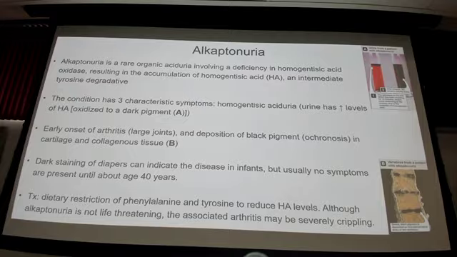Then for alkaptonuria, this is caused by homogentisic oxidase deficiency, leading to homogentisic acid buildup, which causes the urine to be dark upon exposure to oxygen, causes that ochronosis, which is the black pigment in the connective tissue, and so you would treat this condition by diets low in phenylalanine and tyrosine. Any questions about the catecholamine deficiencies?